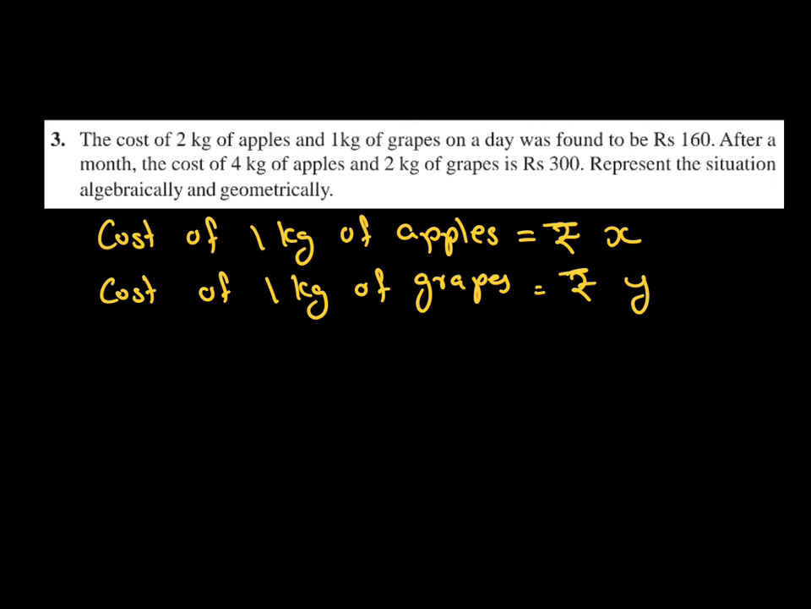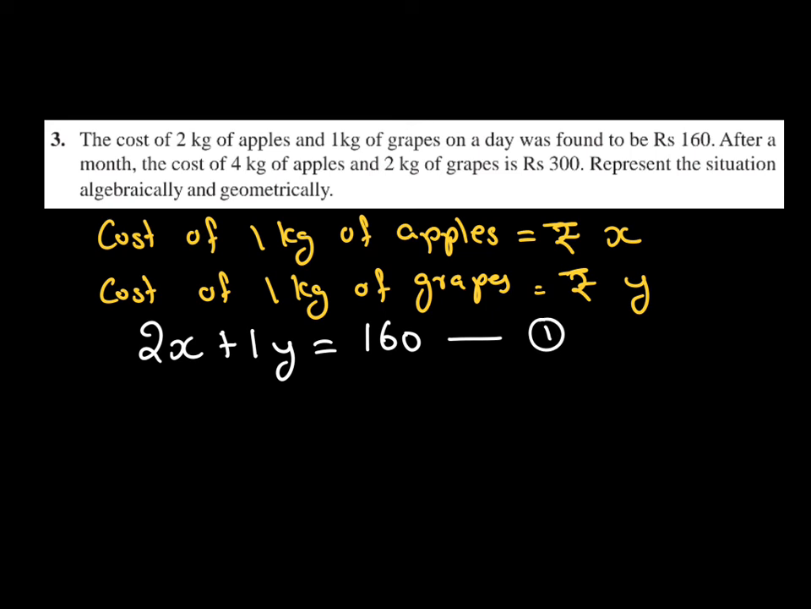So let the cost of 1 kg of apples be x rupees and the cost of 1 kg of grapes be y rupees. According to the first part of the problem, 2 kgs of apples will be 2x rupees and 1 kg of grapes will be 1y. And together the cost is 160 rupees. So that's going to be the first equation.